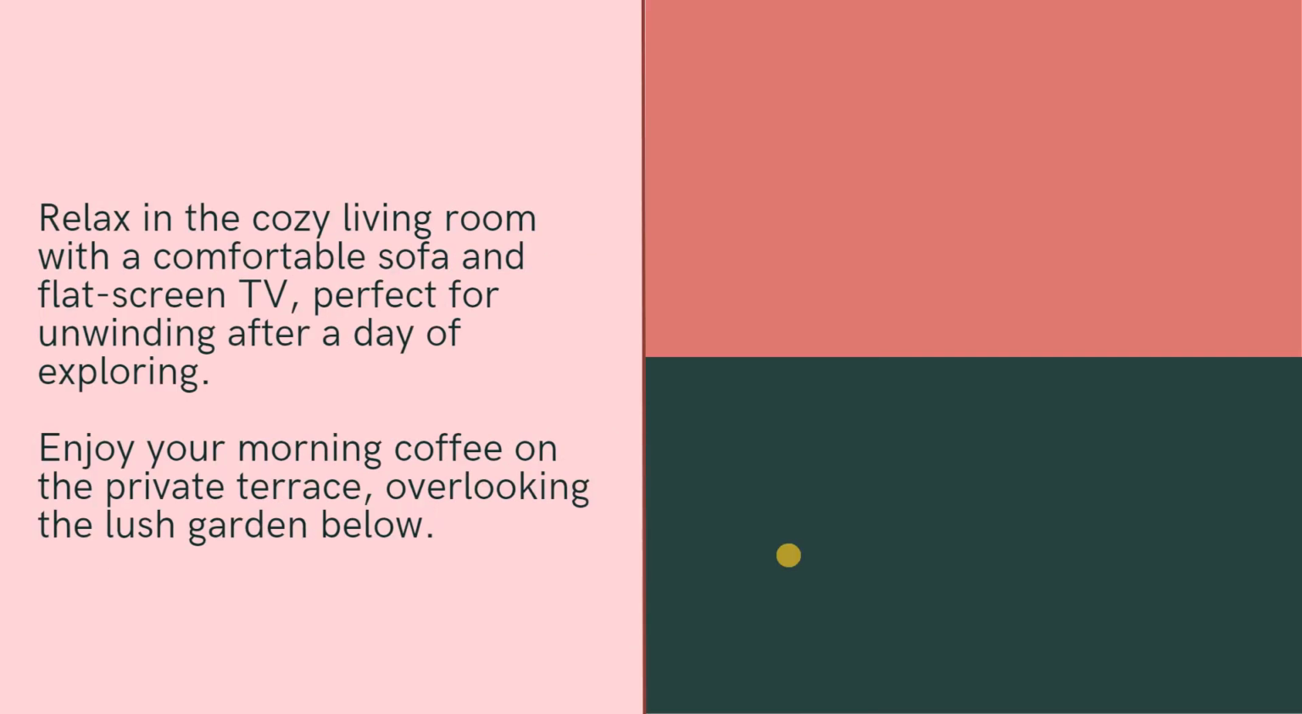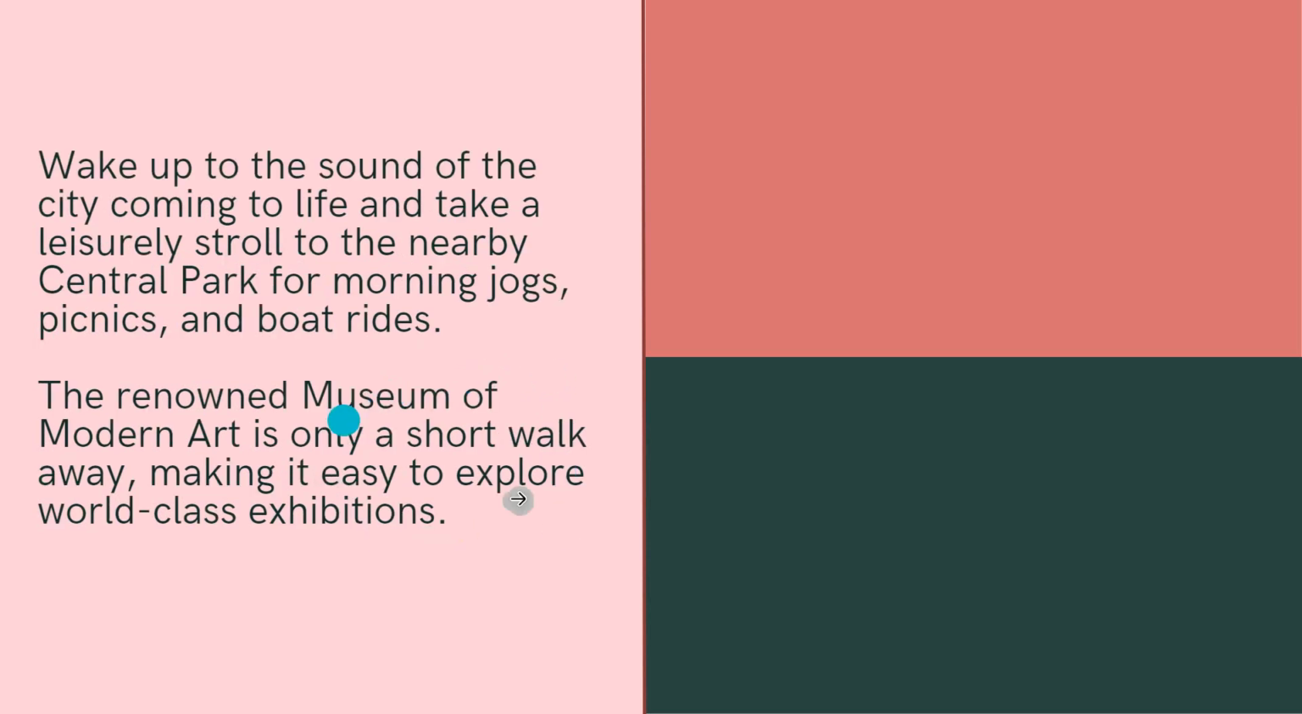You can go ahead and tell the guest, relax in the living room with comfortable sofa and flat screen TV, perfect for unwinding after a day of exploring, and enjoy your morning coffee on the private terrace overlooking the lush green below. So all that is just an example of how a description will look like.